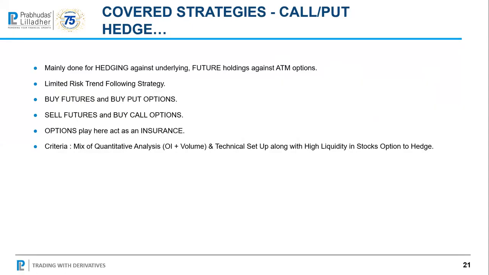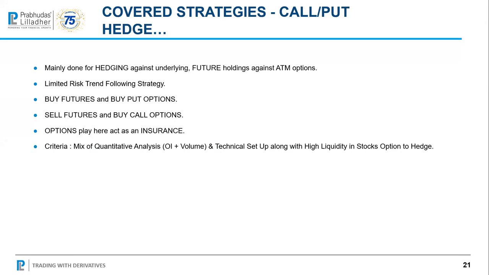So what are covered strategies? It's mainly done for hedging underlying futures holdings with ATM options. Let's say someone was asking, if you are long in Nifty futures but very uncertain about what will happen tomorrow morning, what can you do? If you have one lot of Nifty futures, say you're long at 15,100 today, you can buy a 15,100 put at the money to minimize your risk. Tomorrow if the market comes down, your future would be in loss, of course, but your put would gain, which would minimize your loss.